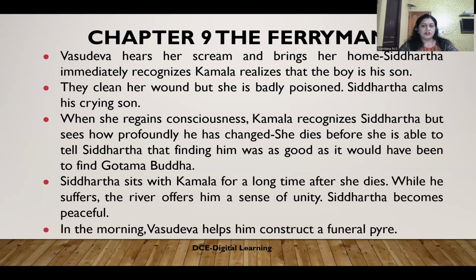When she regains consciousness, Kamala recognizes Siddhartha but sees how profoundly he has changed. She dies before she is able to tell Siddhartha that finding him was as good as it would have been to find Gautama Buddha. Siddhartha sits with Kamala for a long time after she dies. While he suffers, the river offers him a sense of unity. Siddhartha becomes peaceful. In the morning, Vasudeva helps him to construct a funeral pyre.